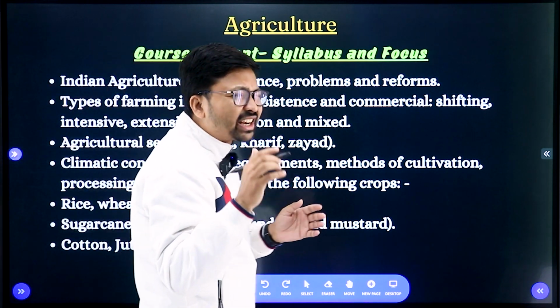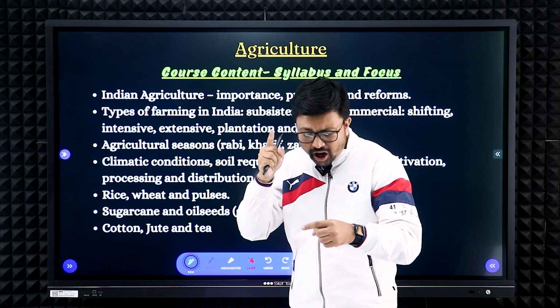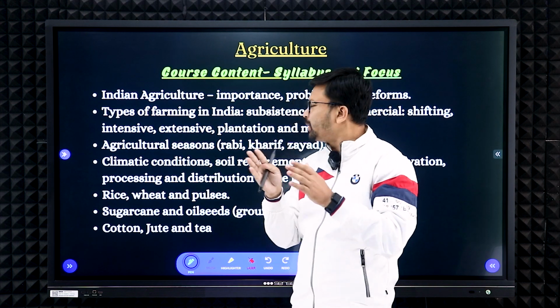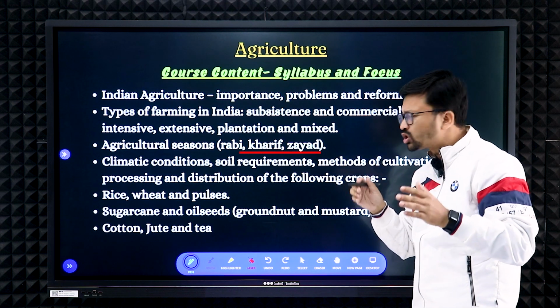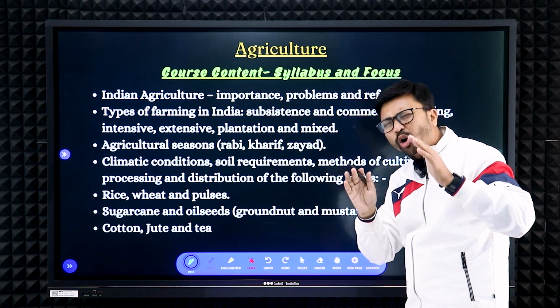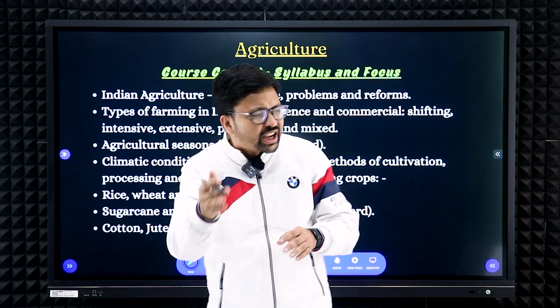Just focus on the characteristics of all those types of farming. Next, agricultural seasons, that is the 3 seasons according to the harvesting time and sown time, which have been divided into 3 types. What are those? Rabi crops, kharif crops and zaid crops. All those things we will discuss in detail in our next slides.